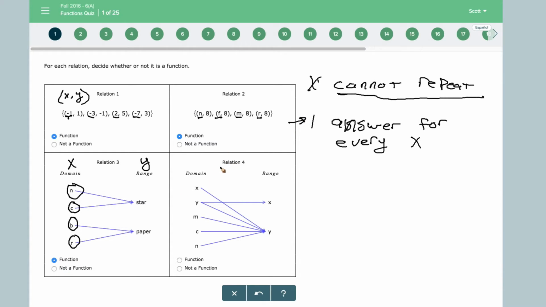Okay, now relation 4, again we have x and we have y. And we look at each one. There's one answer here. But here, what do we see? We see two answers. One going here and one going down here. If ever there's two answers, it can't be a function. Remember, there can only be one answer for every single x. So this one is not a function.